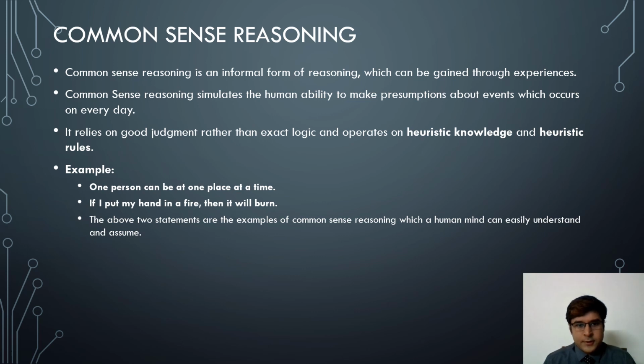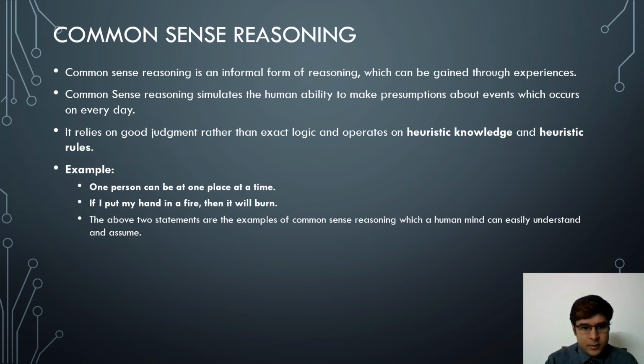Common sense reasoning is an informal form of reasoning which can be gained through experiences. Common sense reasoning simulates the human ability to make presumptions about events which occur every day. It relies on good judgment rather than exact logic and operates on heuristic knowledge and heuristic rules. So, common sense reasoning relies on judgment rather than logic, and it operates on heuristic knowledge and rules.